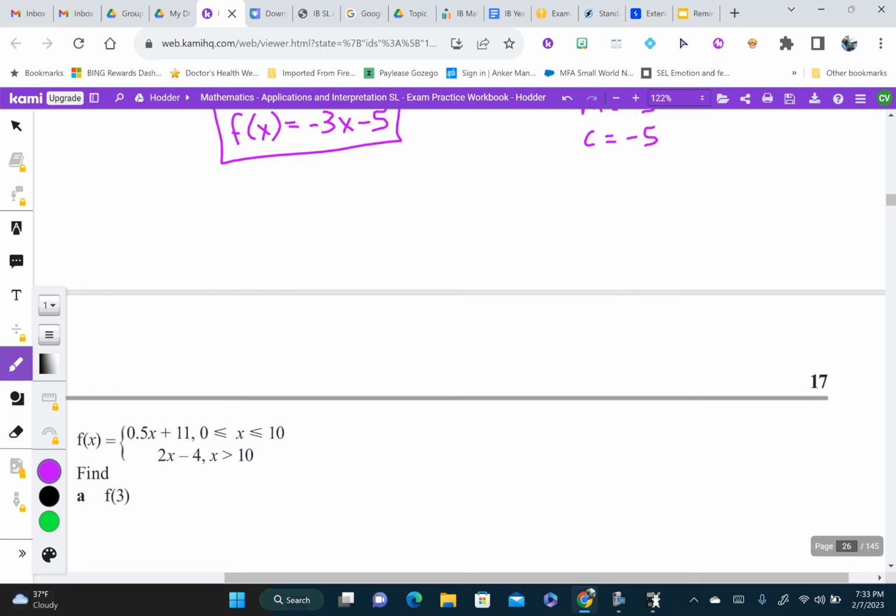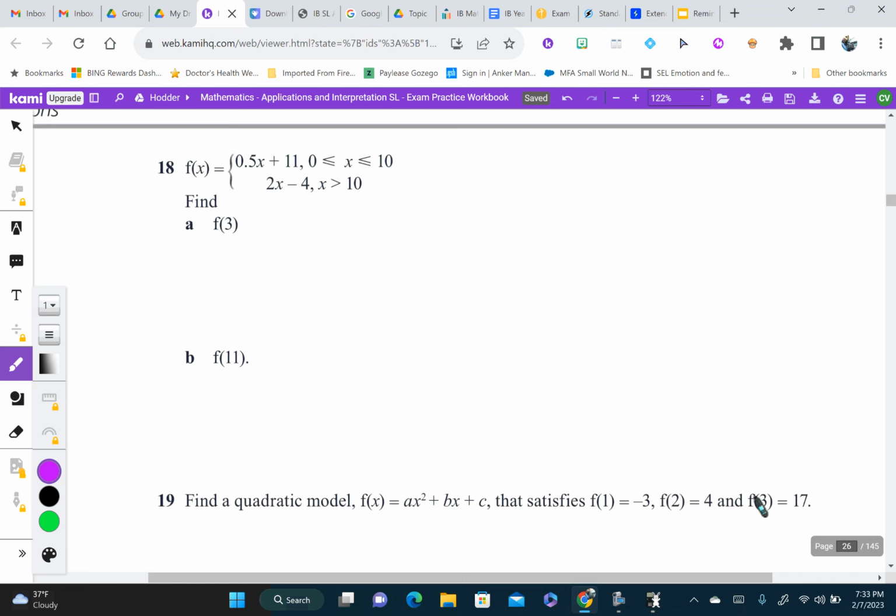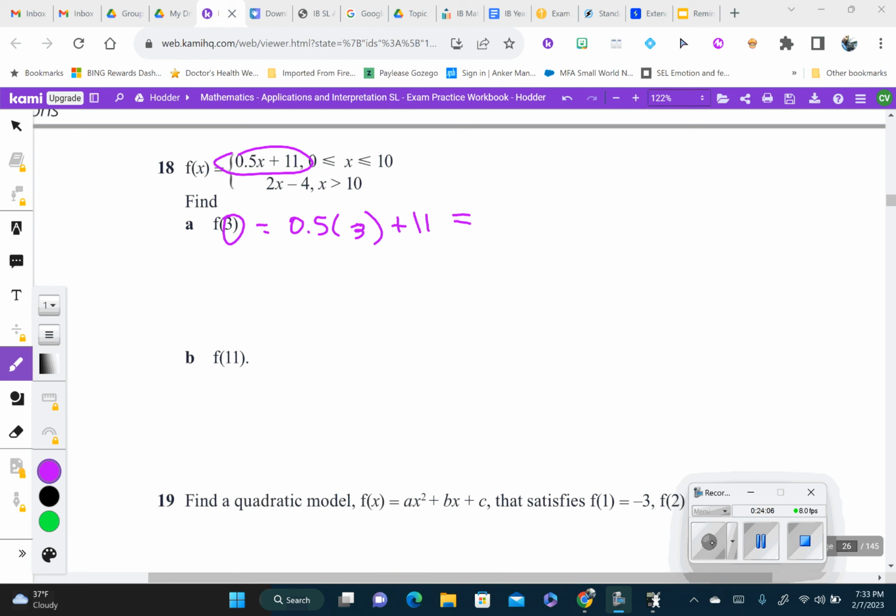Okay. This one right here, a lot of people might think this is more difficult than it is. Here, x is equal to 3. So this first one you're only going to use when x is between 0 and 10, which 3 is between 0 and 10, so you're going to use this function right here. So we have 0.5 times x is 3 plus 11, and you're going to hit enter in the calculator, and that's going to be your answer. It's as simple as that. So that's going to give you 12.5, final answer.